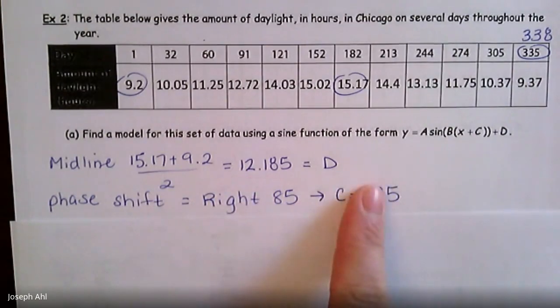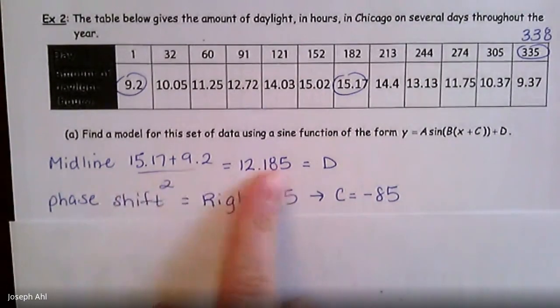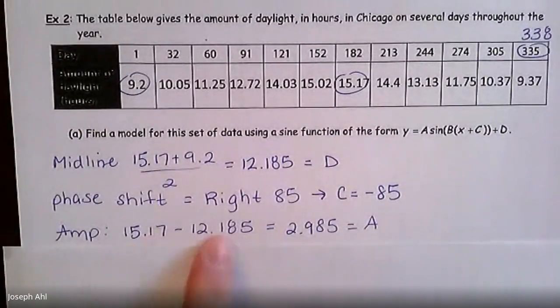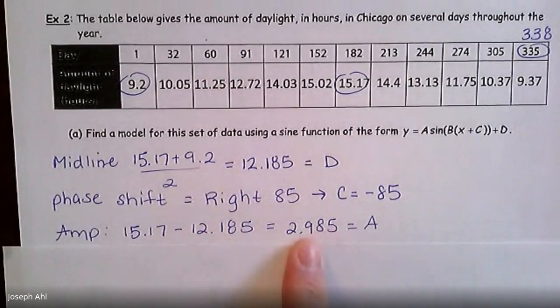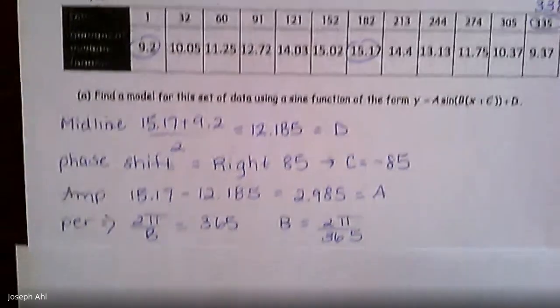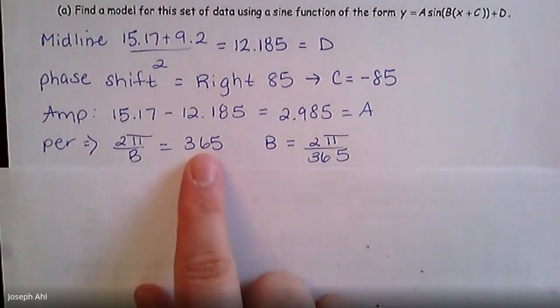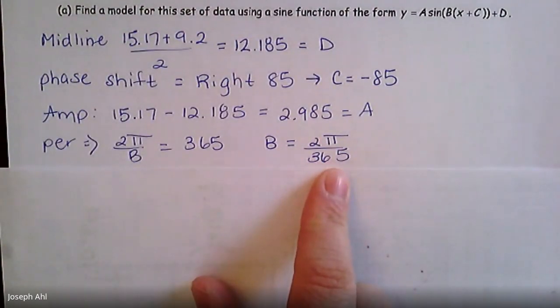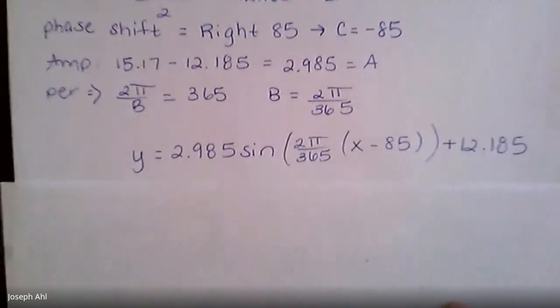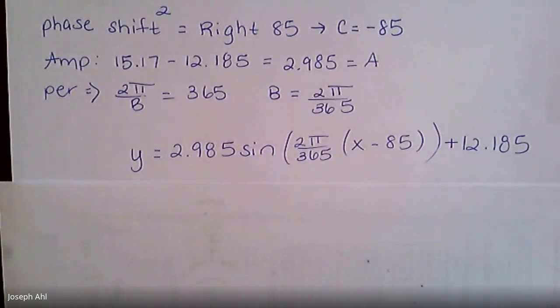I think that's probably the toughest one to come up with, but once you come up with some of this other info, you can find the amplitude. The amplitude would be the max height minus the midline. So in that case, that would be 2.985. And since we're looking at this over the span of 365 days in a year, we get that 2 pi divided by the frequency, B, would equal 365. So here's my calculation for B. And putting all of that together, here's the equation that we can come up with using our values for A, B, C, and D.